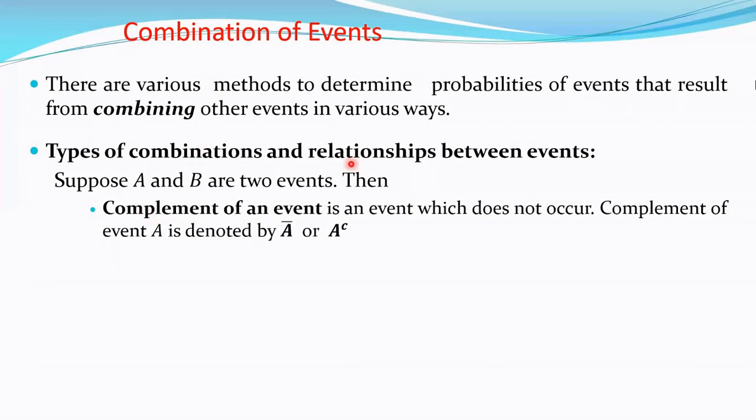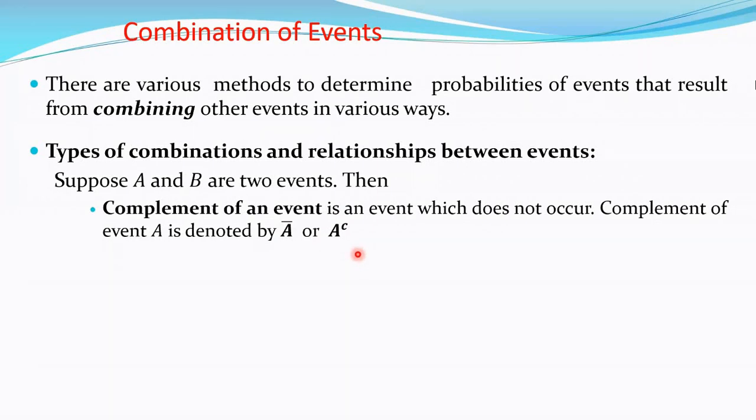Types of combinations and the relationships between the events. First one, we are taking the complement of an event. That means if we take the complement of an event, it does not occur, and that will be denoted by A bar or A^C.